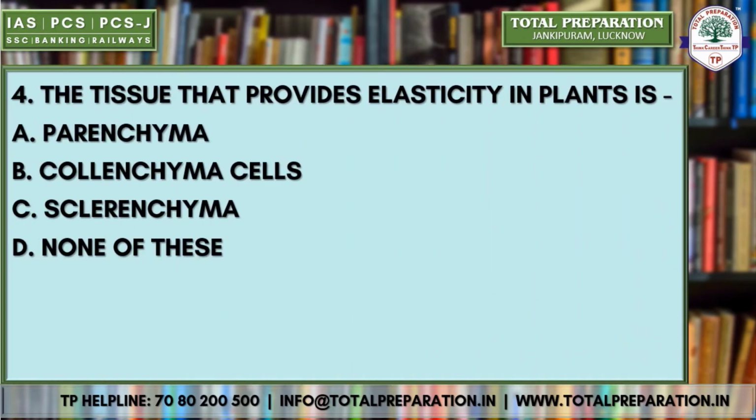The tissue that provides elasticity in plants is option A, parenchyma, option B, collenchyma cells, option C, sclerenchyma, and option D, none of these. So friends, the correct answer to this question is option B, collenchyma cells.